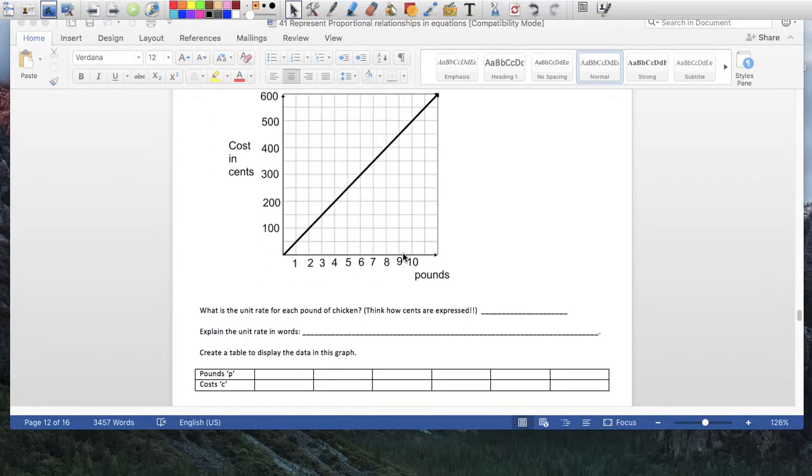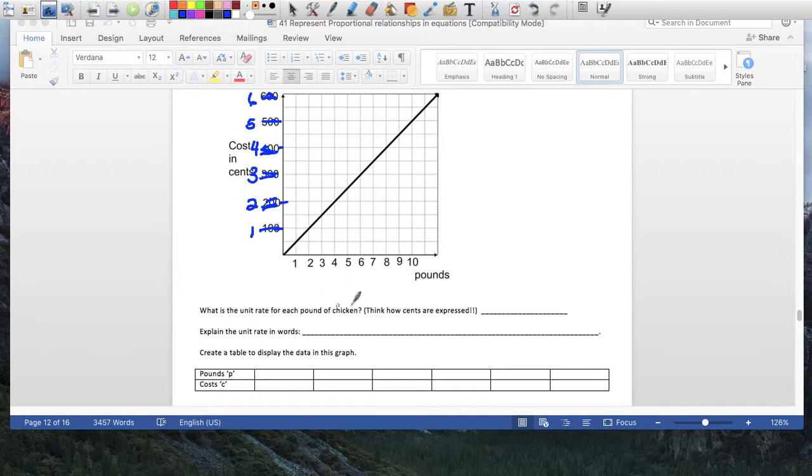4, what is the unit rate for each pound of chicken? So now the problem here is that the graph is in cents, so this is not $100, it's 100 cents. So I'm going to just change this to $1, $2, $3, $4. Okay, I don't know why they did it in cents. I don't know what they get out of it. $5, and the last one is $6.